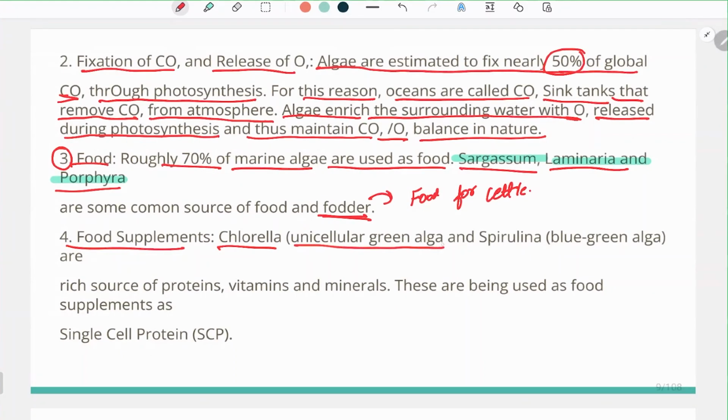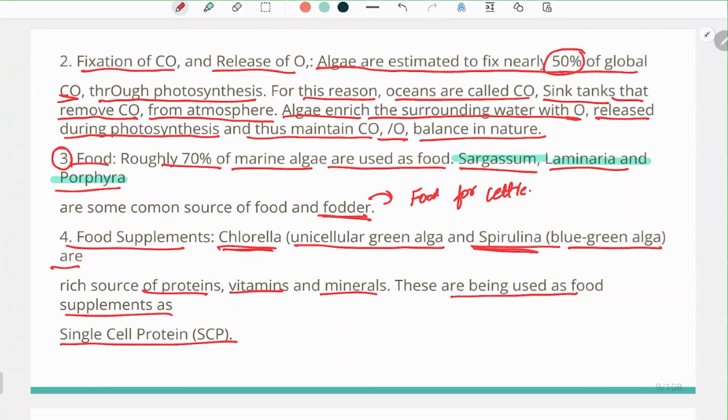Chlorella, a unicellular alga, and Spirulina, a blue green alga, are rich in proteins, vitamins, and minerals. They are being used as food supplements such as single cell protein. We will study single cell protein later. They are also used as a food source for astronauts because of their nutritionally rich value and because they are easy to carry.